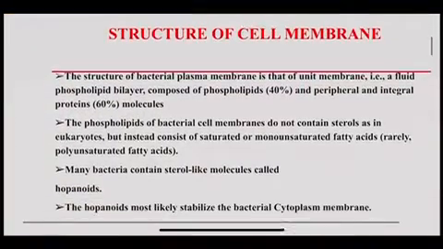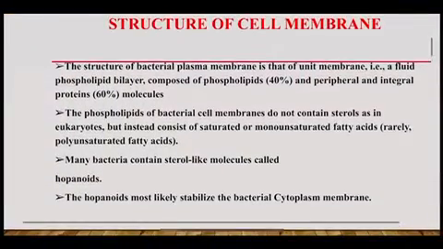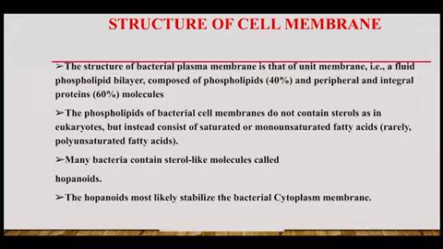Let's talk about the structure of the cell membrane. The structure of the bacterial plasma membrane is that of a unit membrane, a fluid phospholipid bilayer composed of phospholipid 40% and peripheral and integral protein 60% molecule.